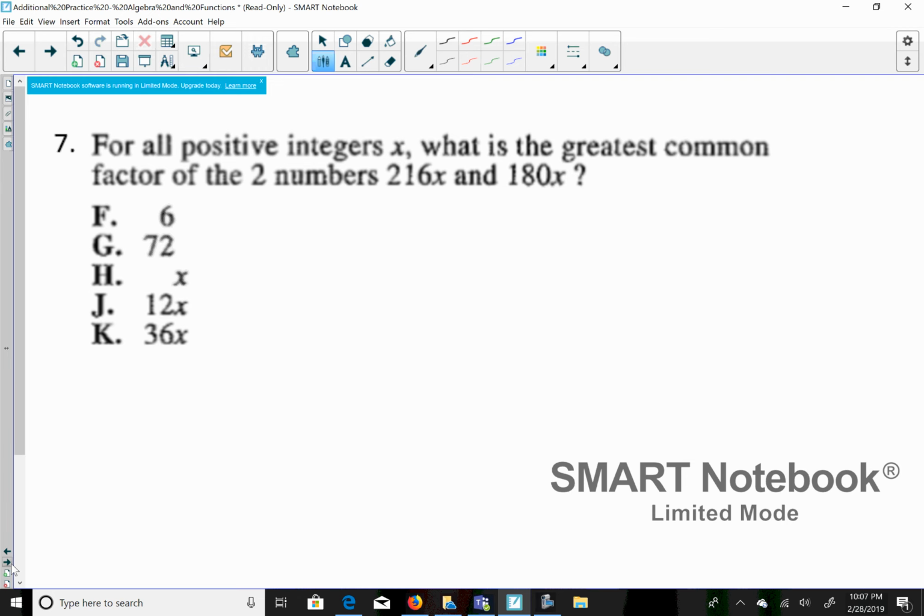Number 7, for all positive integers x, what is the greatest common factor of the two numbers? So when you're looking for the greatest common factor, you're looking for the largest number that will go into both 216x and 180x. I could take the time to list all my factors, but I think that's kind of cumbersome and I don't want to really do that.